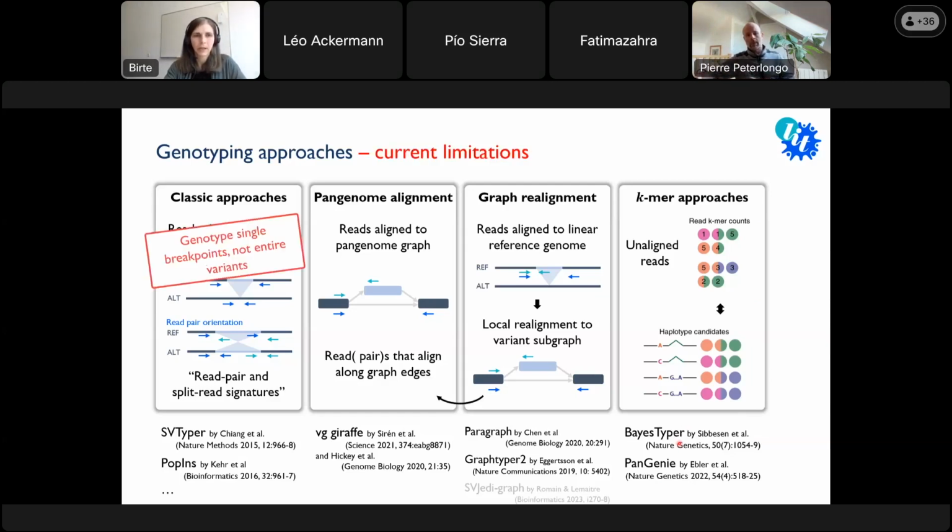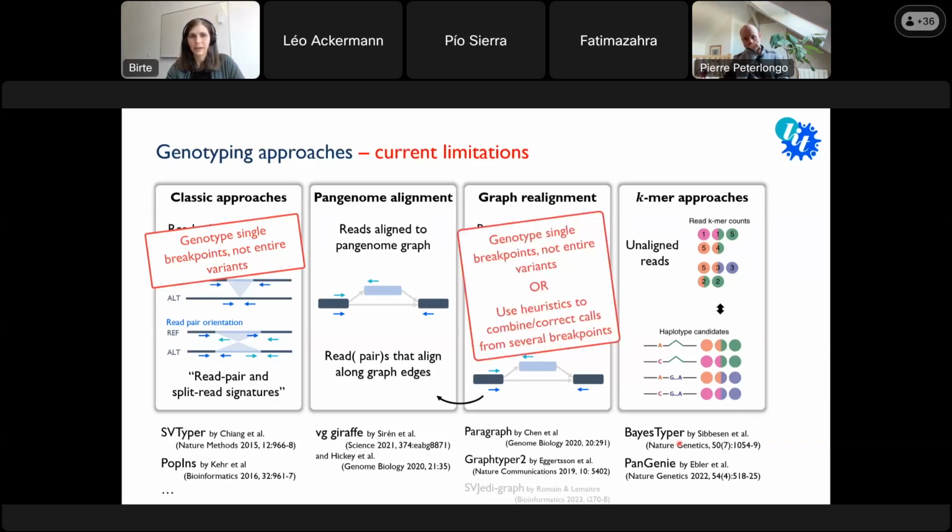For the classic approaches, most of them only genotype a single breakpoint or novel junction, but not the entire variant. For the graph realignment approaches, this is actually true as well, but some people, such as the Paragraph authors, have realized this and added some heuristics for afterwards combining the calls from the different junctions, from the breakpoints, into one call. But this is extremely heuristic, and when you have conflicting calls from two junctions of the same variant, it's really hard to decide what to report to the user of the tool as a genotype, if you do that afterwards.